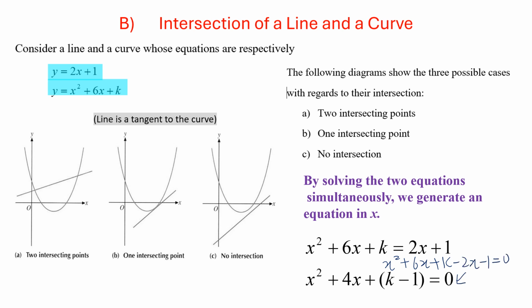And you simplified it to get x squared plus 4x, because 6x minus 2x gives you 4x. And k minus 1, you just bracket it, because basically k minus 1 is the constant term. There's no x there, so it's a constant term. Alright, so we need to generate an equation in terms of x. And what's next? Let's look at the next slide.